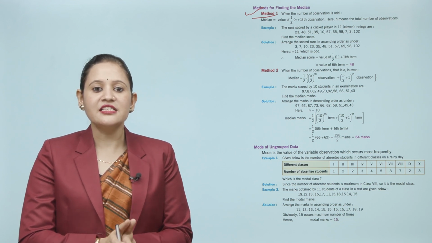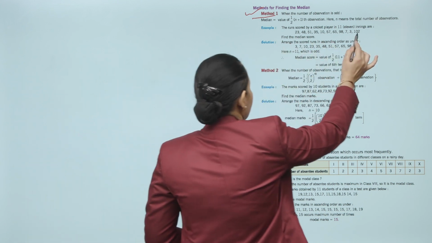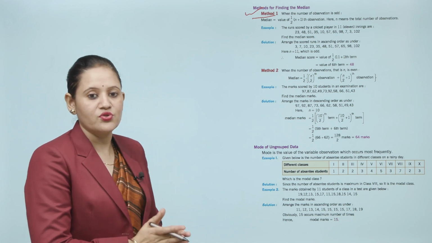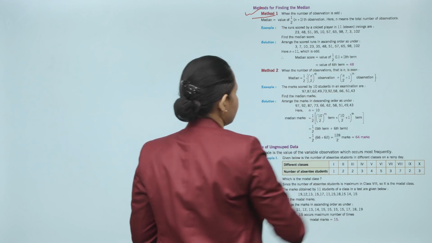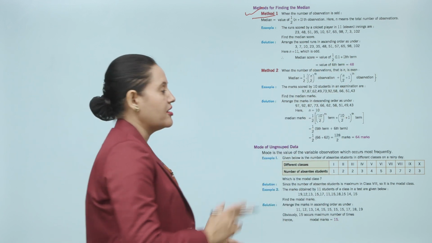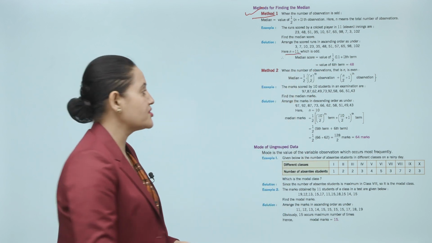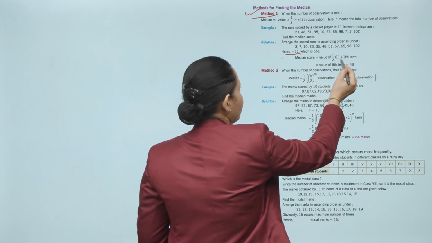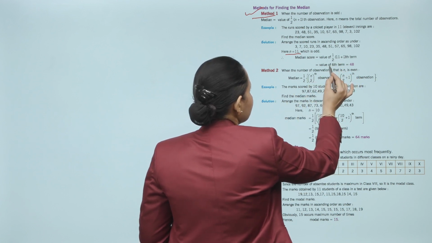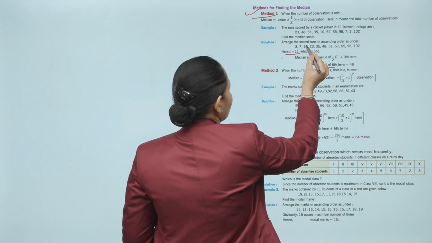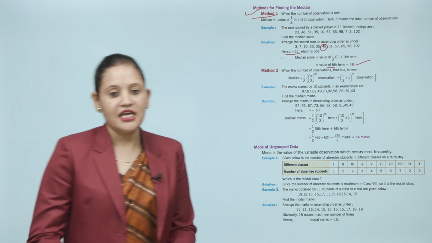Let's take an example: the runs scored by a cricket player in 11 innings are given. We have to find the median of the score. So first we have to arrange the data in ascending order. So we have arranged the data in ascending order. Now you see what is the number of observations, that is 11. 11 is odd. So median equals the value of the (11 plus 1) by 2 th term. That is 11 plus 1 equals 12 divided by 2, that is the 6th term. What is the 6th term? 1, 2, 3, 4, 5, 6. That is 48. So median will be 48.